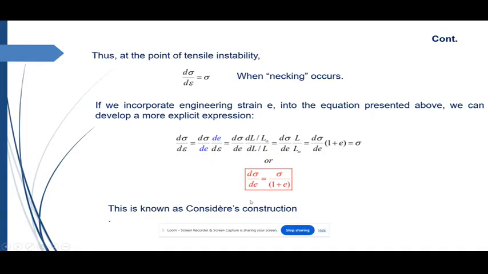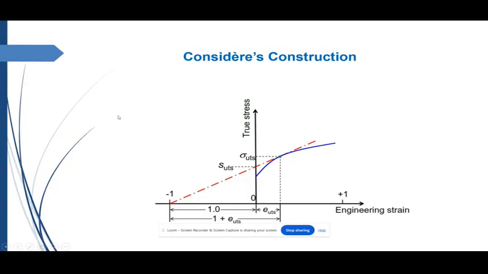This is known as the Considere construction. The Considere construction is given here. It is drawn between true stress and engineering strain. True stress keeps increasing, reaches the maximum load point here, and then keeps increasing like this. If we draw a tangent from the ultimate tensile strength point, it will exactly meet at minus 1. This value is 1.0. This total value is 1 plus E UTS. This is 1 plus E.